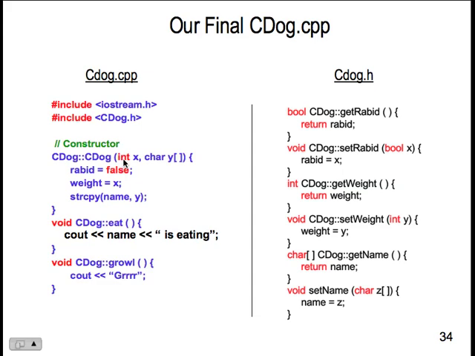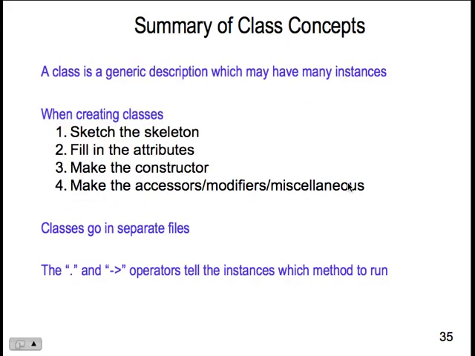We can set our constructor, which is not going to be in our .h file, because we're implementing the constructor. We're having the behavior happen automatically for us. So here we have the gets, the sets, and all of the different behaviors that we have specified. So, a summary of the class concept: the class is the generic description, which is why we have many different instances of the class.